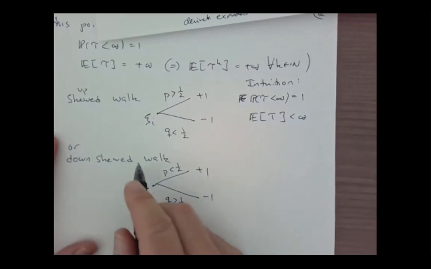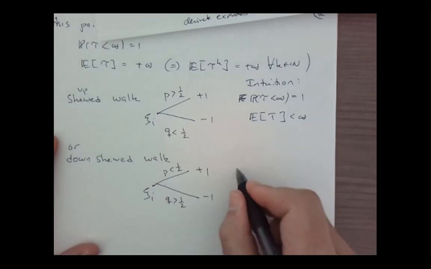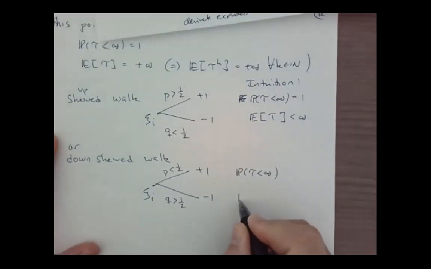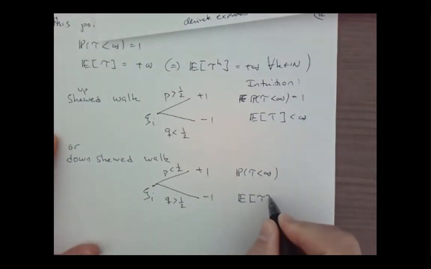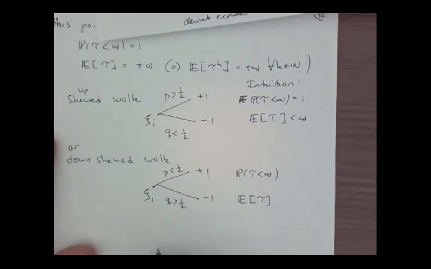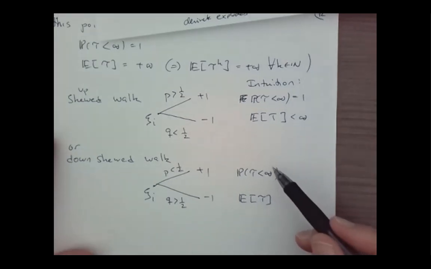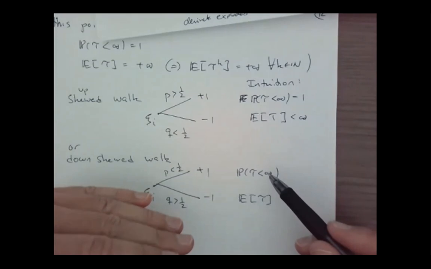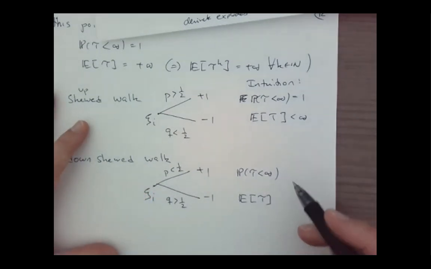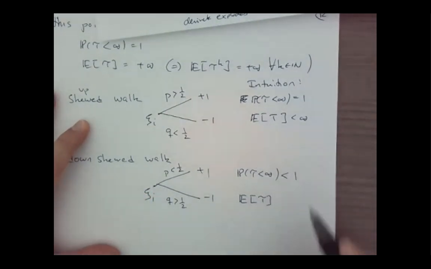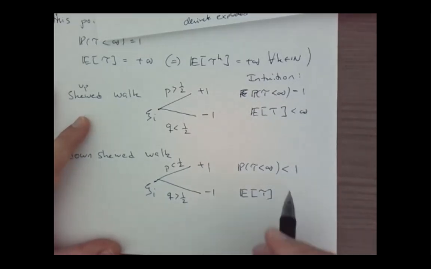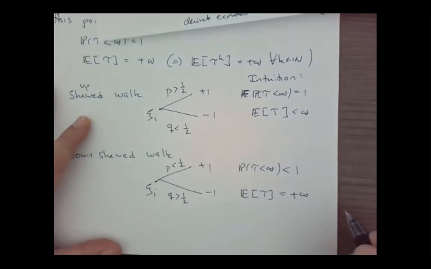If I look at the down-skewed walk, what about the probability of being finite? What about the expectation? Well, I'm trying to reach the level 1, but now the path drifts downwards. And so now this might become strictly less than 1. And if it's strictly less than 1 here, this is definitely going to become plus infinity.